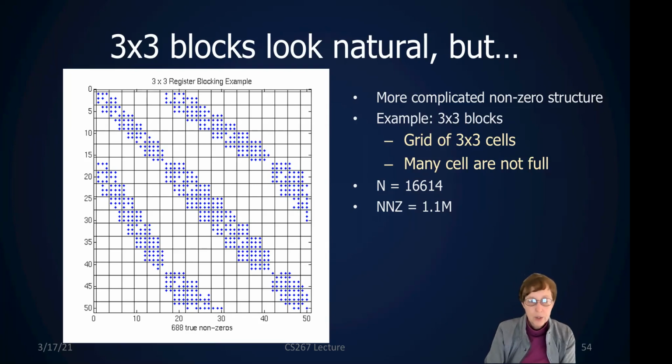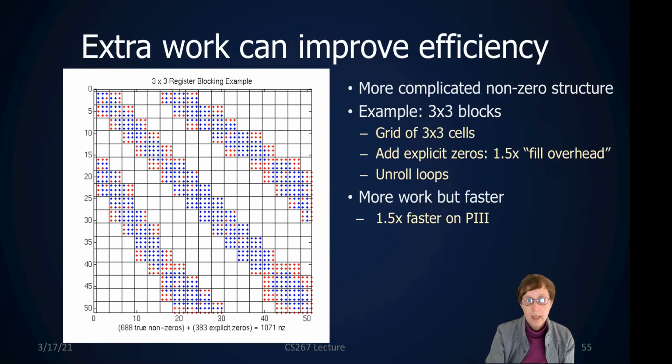And in order to actually capture this and store the entire matrix in a 3x3 register blocked format, we're going to have to fill in any block that has at least one non-zero in it but isn't completely full. We're going to fill in the rest of that block with explicit zeros. So we'll add in explicit zeros, which will be these red points that have just been added here.